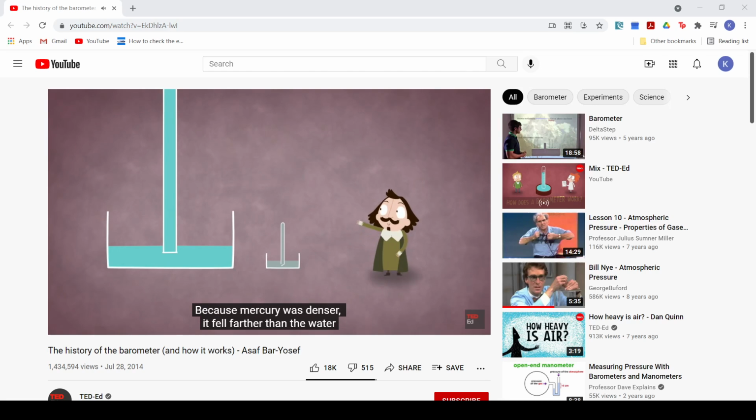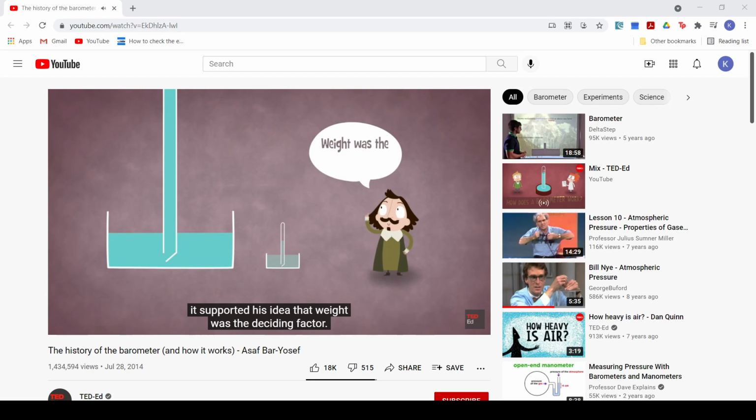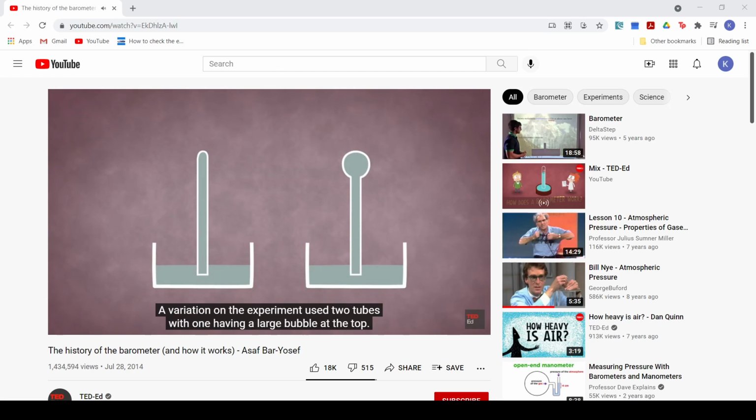Because mercury was denser, it fell farther than the water, and the mercury column stood only about 76 centimeters tall. Not only did this allow Torricelli to make the instrument much more compact, it supported his idea that weight was the deciding factor. A variation on the experiment used two tubes, with one having a large bubble at the top. If Galileo's interpretation had been correct, the bigger vacuum in the second tube should have exerted more suction and lifted the mercury higher, but the level in both tubes was the same.